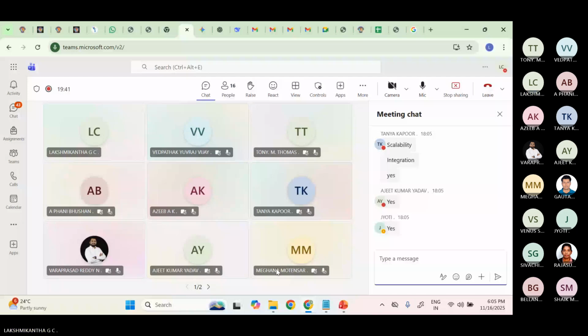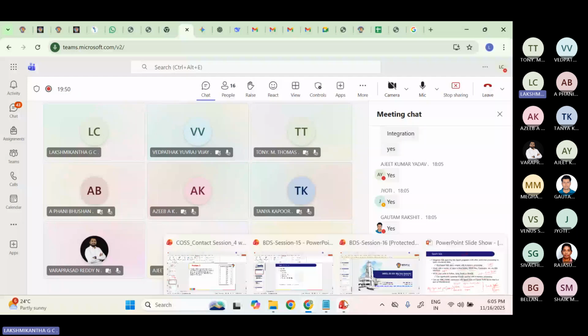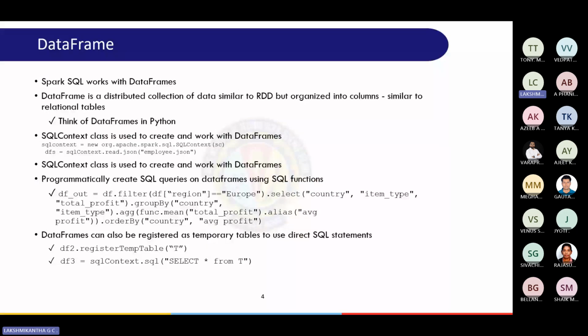Okay. So now I'm jumping into the next slide. I think this slide is crystal clear, right? I'm taking each and every point and explaining it to you. Now look here. I have jumped into the data frame concept. The very first point says data frame is a distributed collection of data similar to RDD, but organized into columns similar to relational tables.